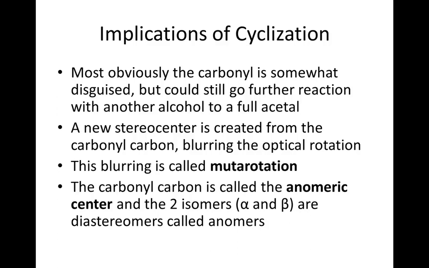you see a blurring. And so that is called mutarotation, and that carbonyl carbon, where that's going on, is called the anomeric carbon, or the anomeric center. And the two isomers, remember, were the alpha and the beta for those two diastereomers, and so they're also called anomers.